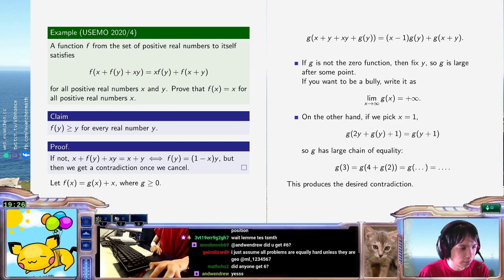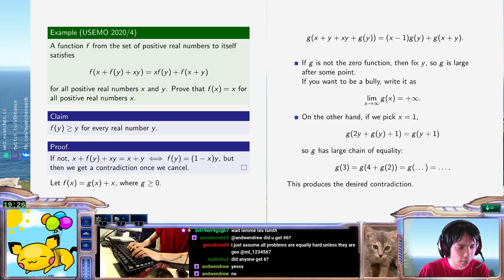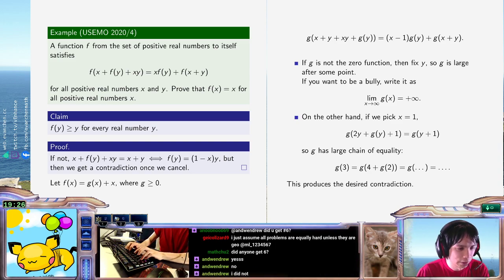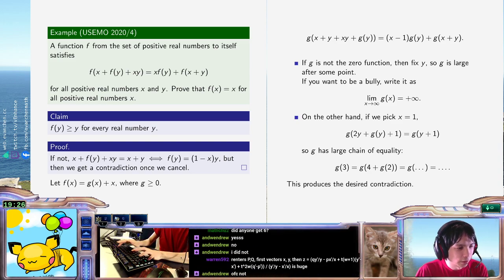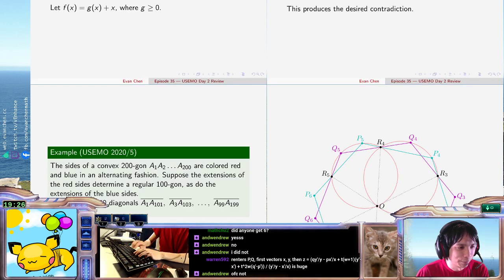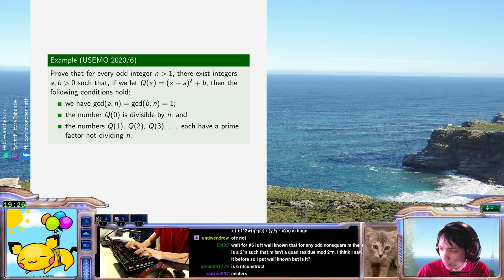Did anyone get 6? It sounds like people got 6. A couple of people in the chat are telling me they got 6. I did not expect people to solve problem 6, but that might be because I missed the stupid solution. I will now show you the official solution to problem 6.